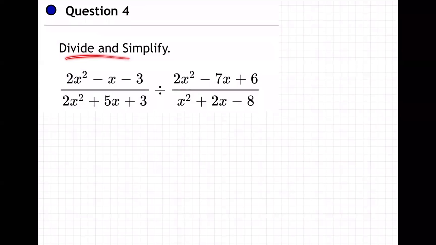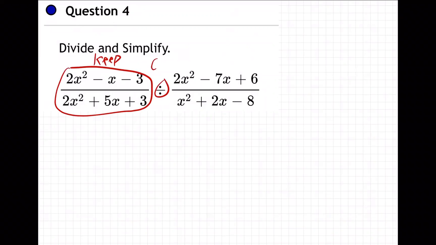On this one, we're supposed to divide and simplify. So yeah, this is kind of a long one. So the first thing, what do we do with divide? Well, remember, we keep the first fraction, keep, and then change the symbol in the middle from divide to multiply, and flip the one on the right. That's how we always handle divide: keep, change, flip, right?